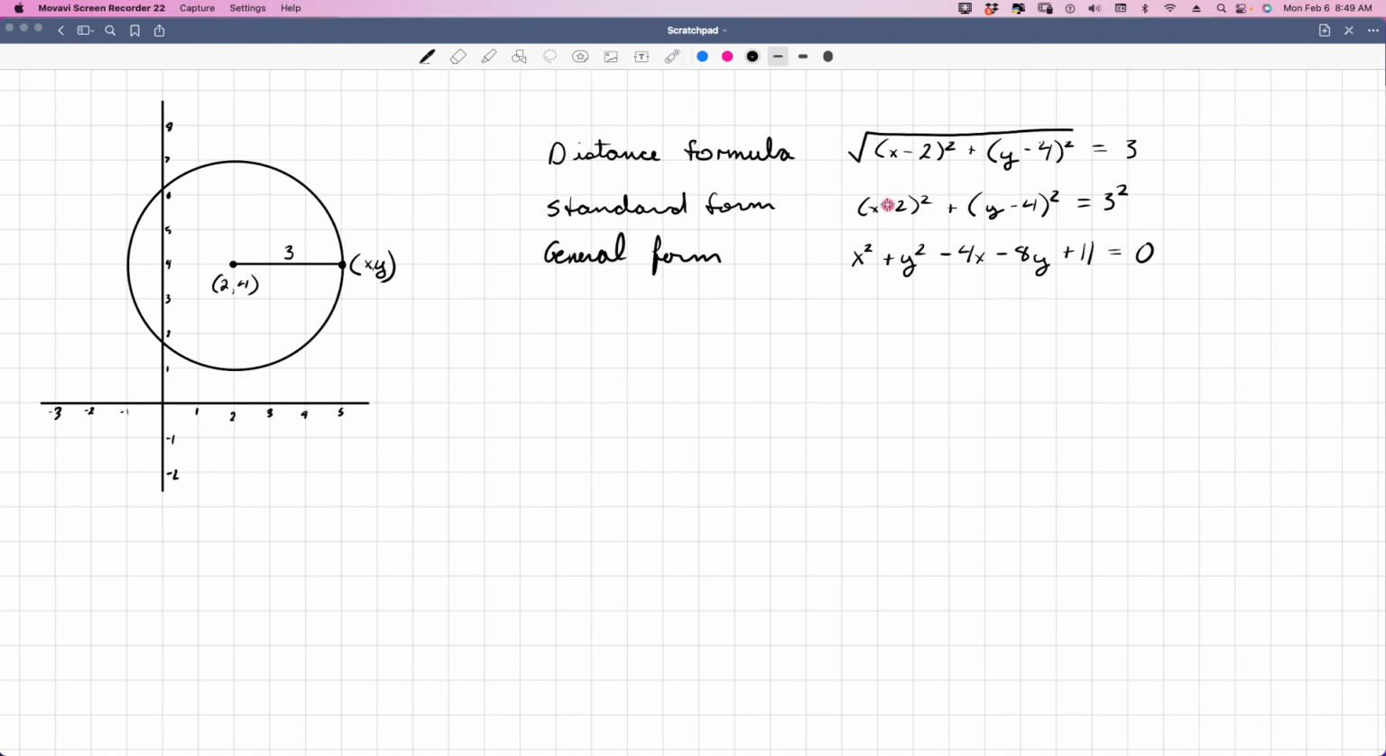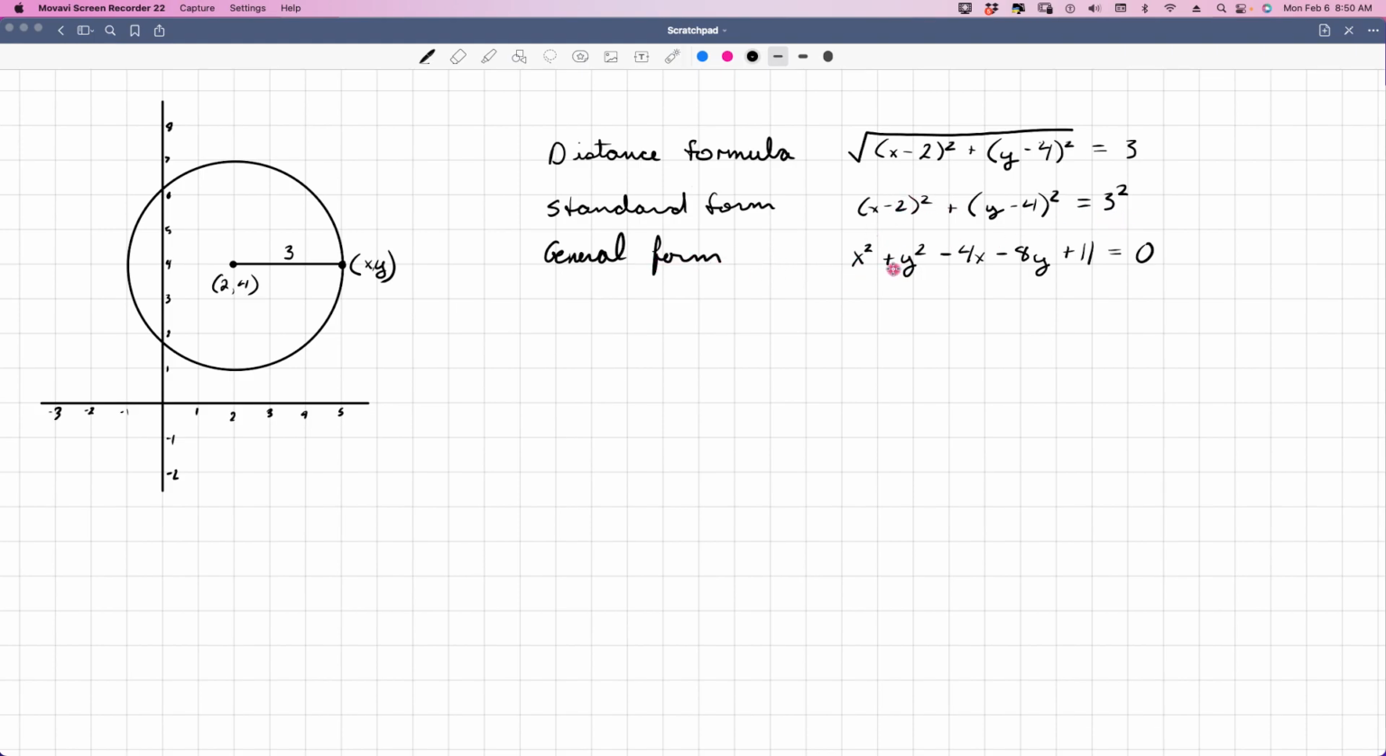Now, when we take it from the distance formula to standard form, which is what we typically write for the circle, we see really readily that we can find the center of the circle. The points are obvious. This is going to be a positive 2, positive 4 is our center or origin of the circle. And then the radius is 3. And we can tell from inspection, just looking at it, that the standard form is very useful for that.